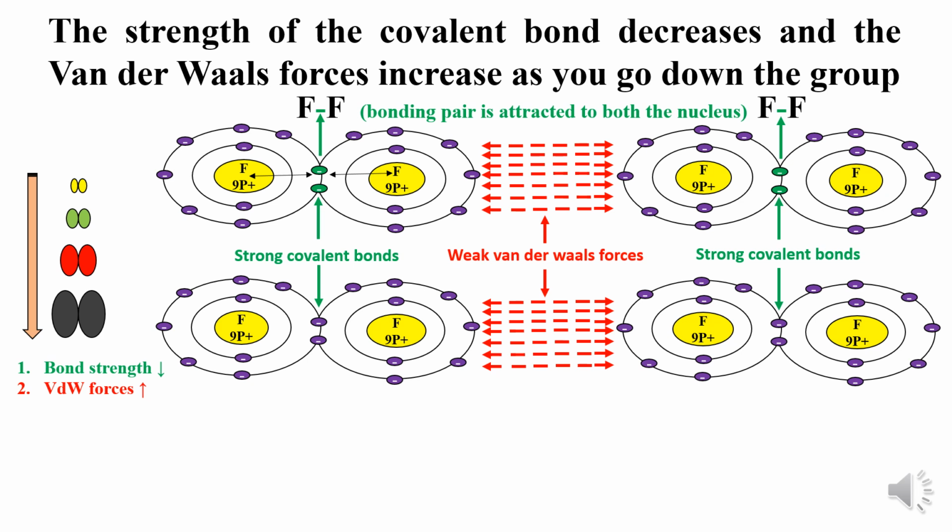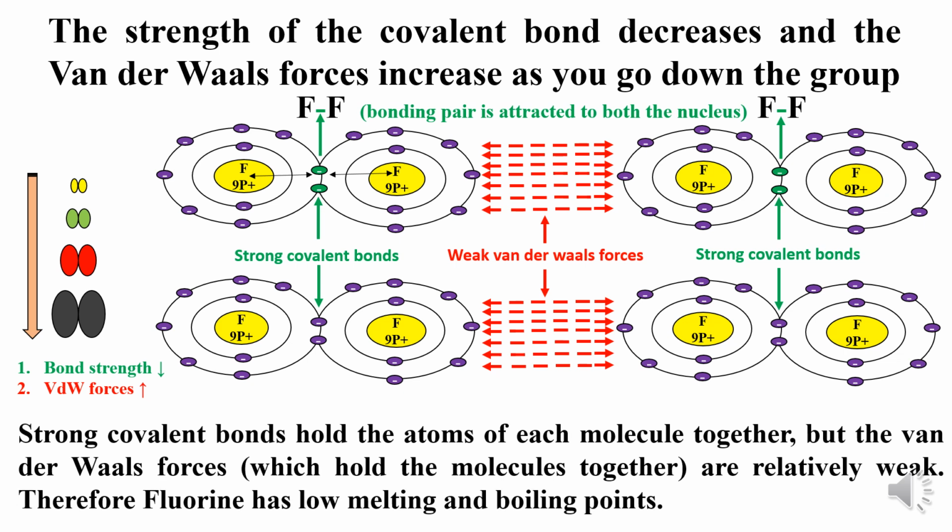But as you go down the group, the distance between the nuclear protons and the shared pair of bonding electrons increases, and as a result, the bond strength weakens, or the strength of the covalent bond decreases. So the strong covalent bonds hold the atoms of each molecule together, but the van der Waals forces which hold the molecules together are relatively weak as you go down the group. And therefore fluorine has low melting and boiling points, while the iodine molecule has high melting and boiling points.